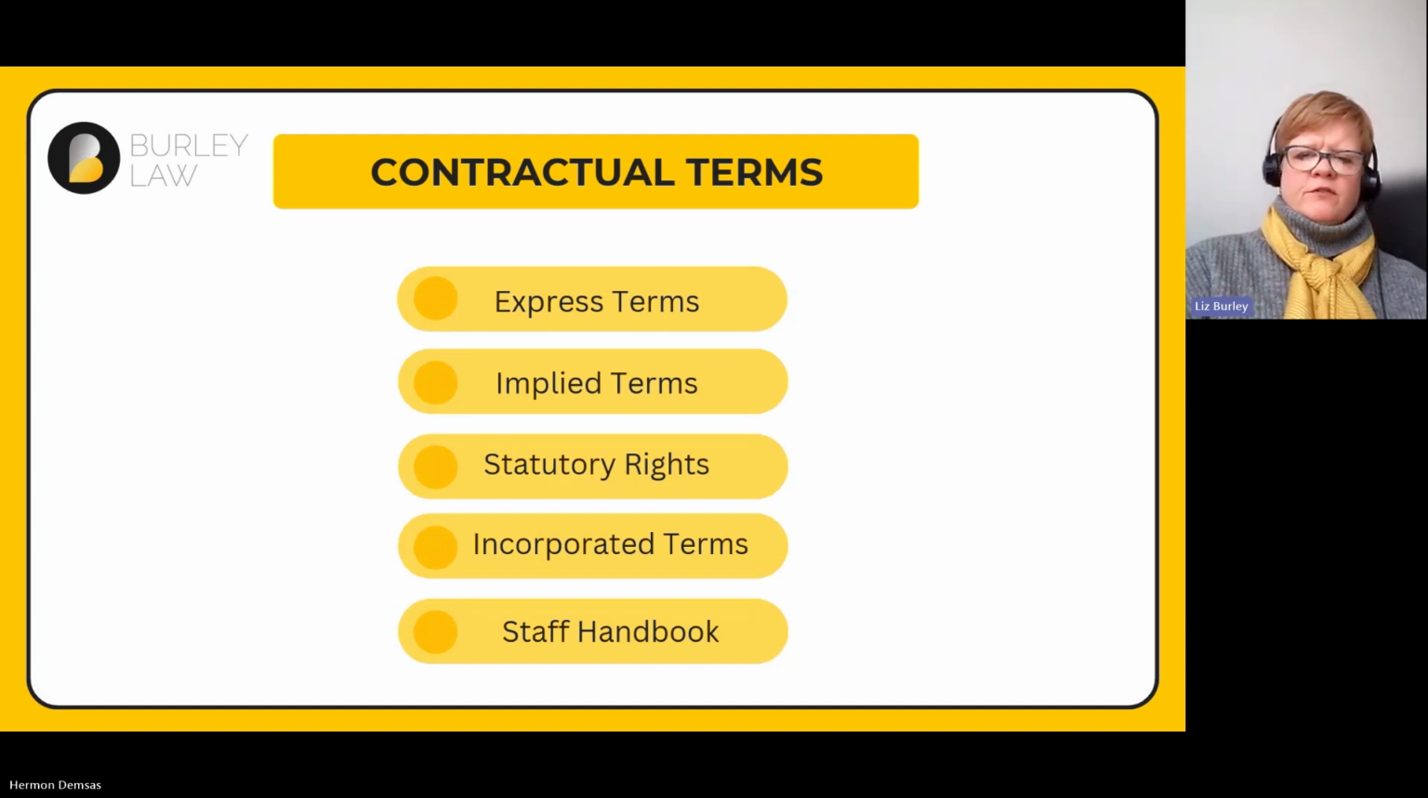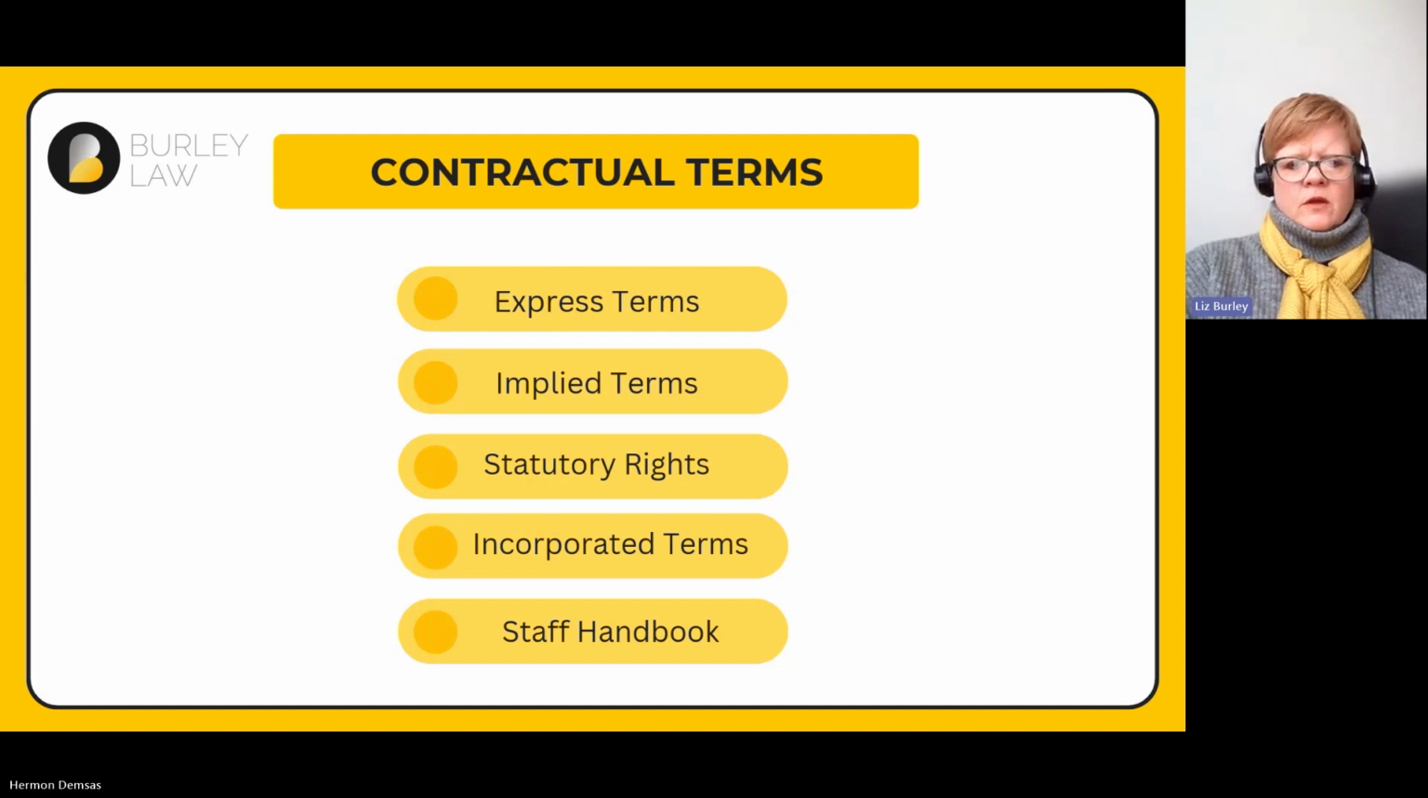Employers can't take away from them other than by agreement with the employee or the worker. And in most cases, that agreement would have to take the form of a settlement agreement or a COT3 agreement concluded through ACAS. It's not possible to write in terms that waive these rights into a simple employment contract.